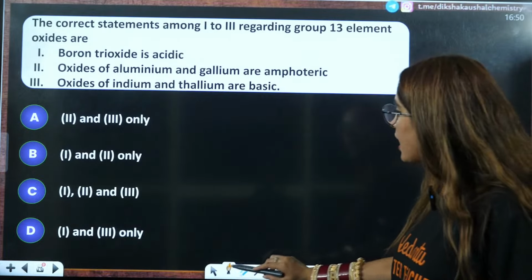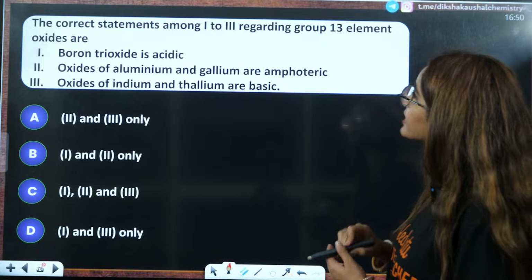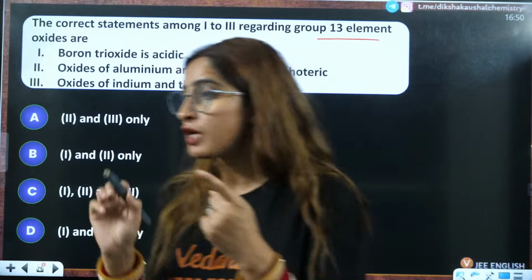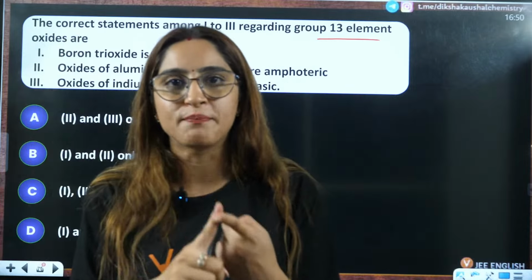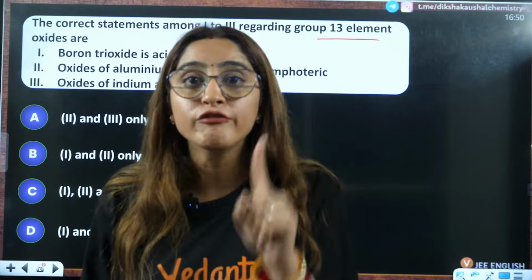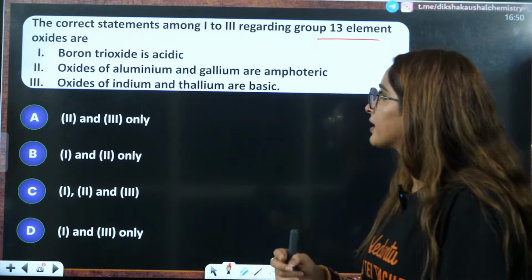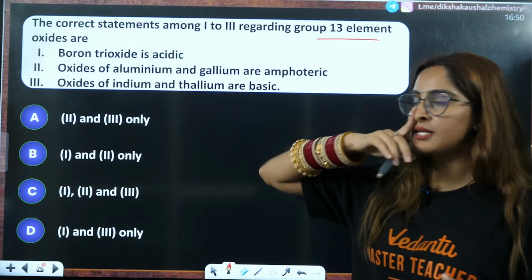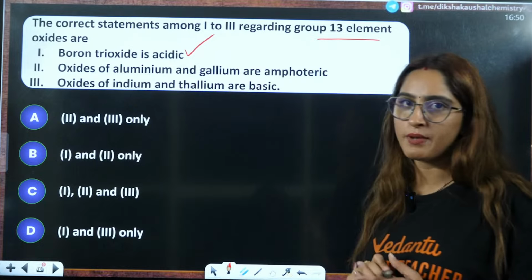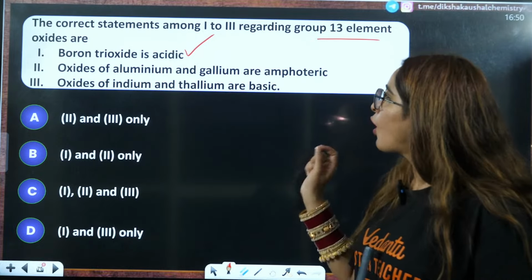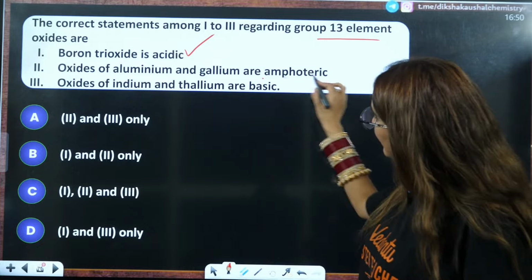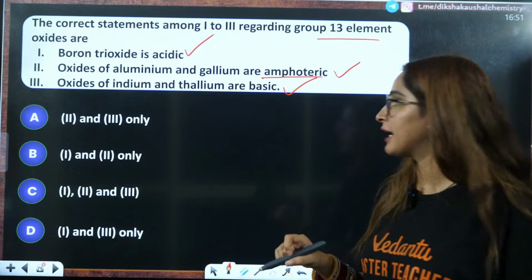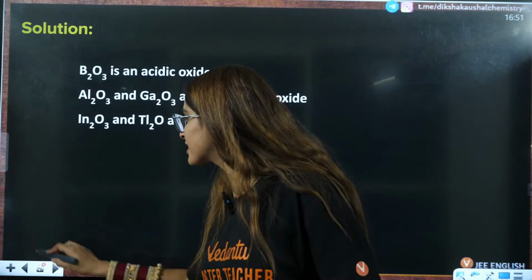The correct statement among 1 and 3 regarding group 13. Now from inorganic chemistry, one is questions based on exceptions. The other is questions based on the information, like these statement based questions. Boron trioxide is acidic in nature. That is correct. Oxides of aluminium and gallium are amphoteric. Definitely right. Oxides of indium and thallium are basic. That is also right. That means all the statements are correct here.